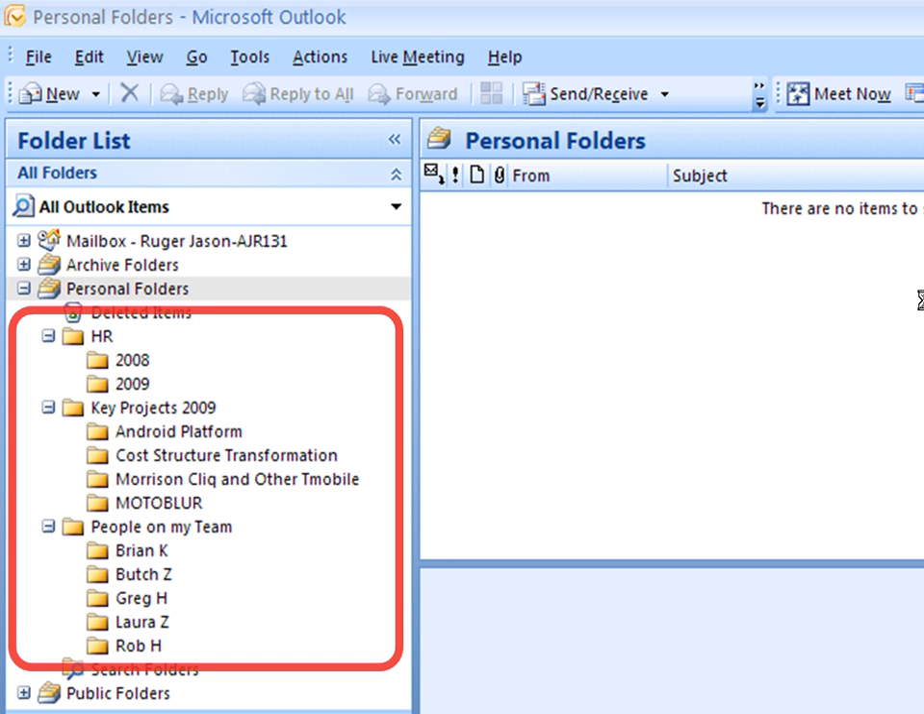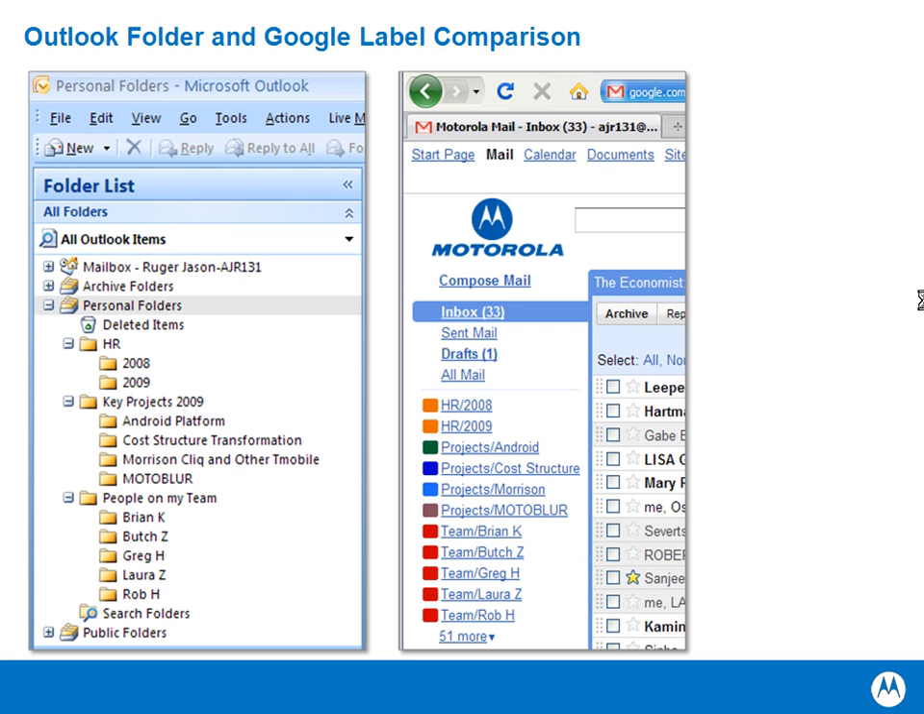Many of us at Motorola have a folder structure similar to the one shown on the left. To compare Outlook folders to Google labels, if we look at the Outlook structure on the left, you'll notice we can map the functionality and filing capabilities of folders to labels in Google Mail.